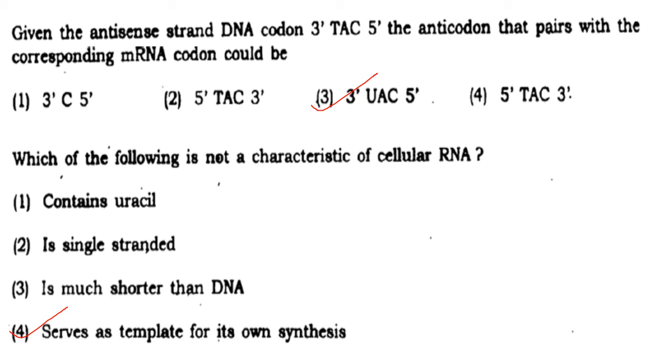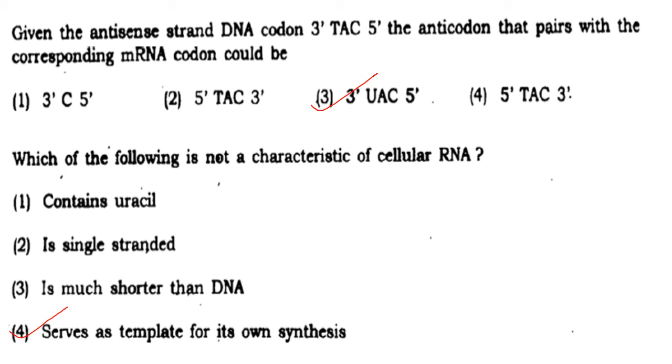Next one. Given the antisense strand DNA codon 3' TAC 5', the anticodon that pairs with the corresponding mRNA codon could be option 1, 3' C5; option 2, 5' TAC 3'; option 3, 3' UAC 5'; option 5, 5' TAC 3'. Answer is option 3, 3' UAC 5'.